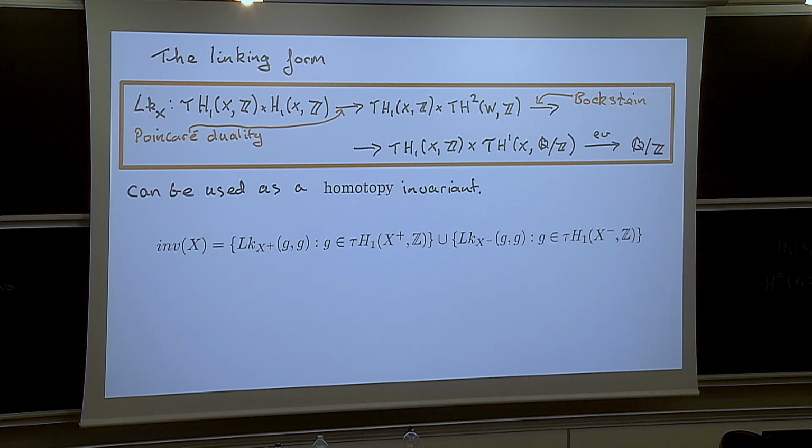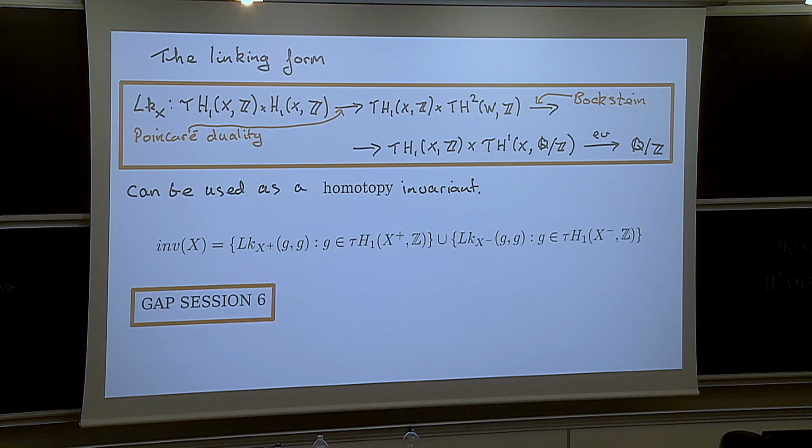Take the union, and this set is a homotopy invariant, and you can use that, for example, in GAP to distinguish between lens spaces. In fact, it distinguishes perfectly the homotopy type of lens spaces, because that is how Whitehead classified lens spaces up to homotopy originally. I won't run through the example, but it's there for those that want to do it.